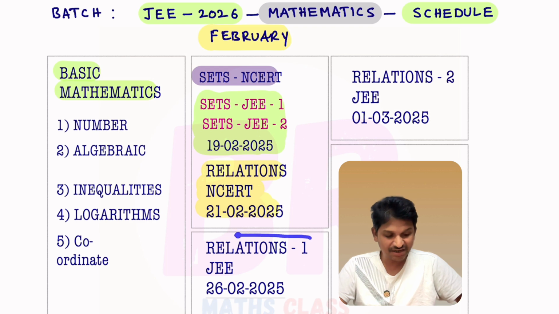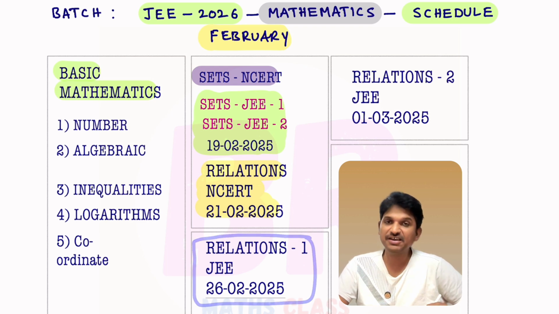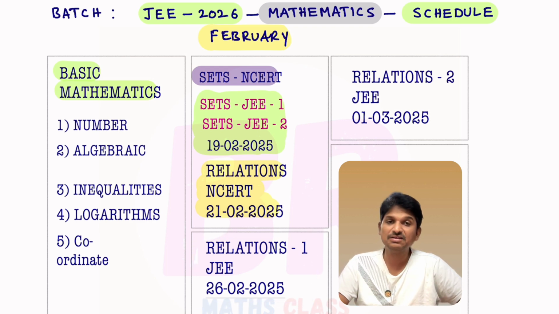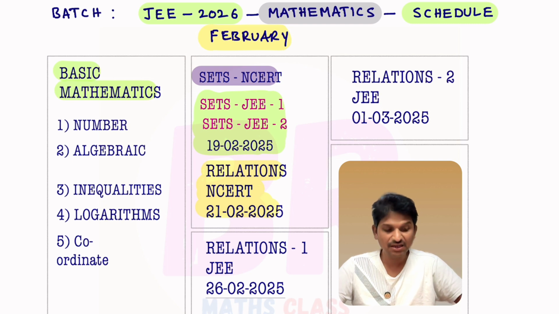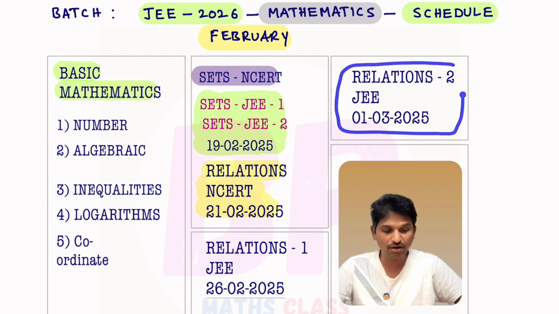This is the first class on relations for JEE. We do this complete relations objective part in two classes. The next class is scheduled on March 1st.